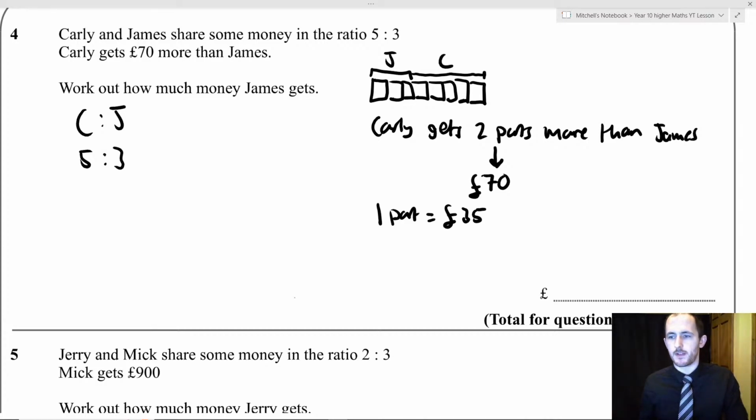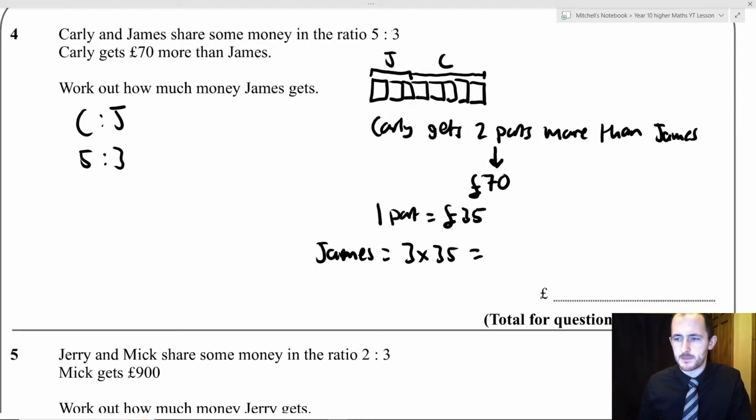Good. Okay. Perfect. So if we want to work out how much money James gets, well, if each part is £35 and James gets 3 parts, he gets 3 times 35. So 3 times 30 is 90, and 3 times 5 is 15, so that'd be £105. So again, they can ask you this, it might catch some people off balance, but hopefully that's all okay.